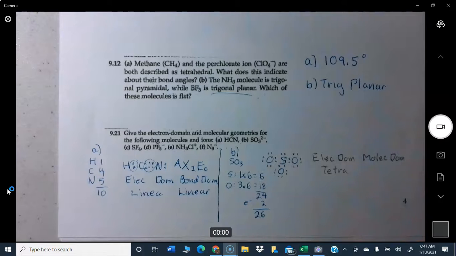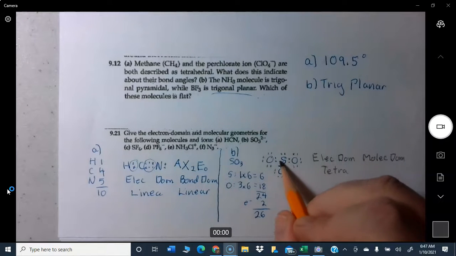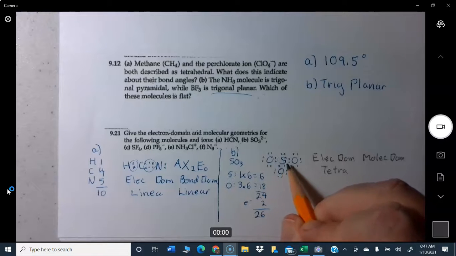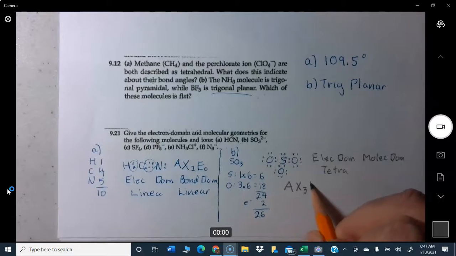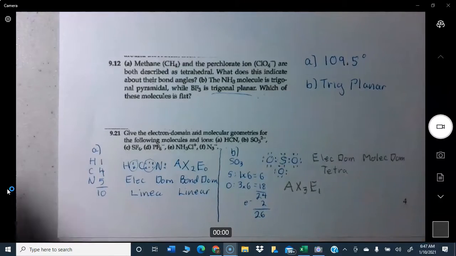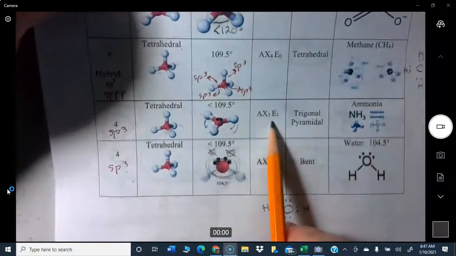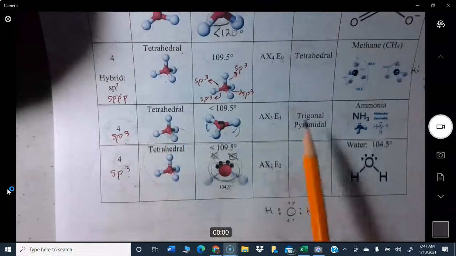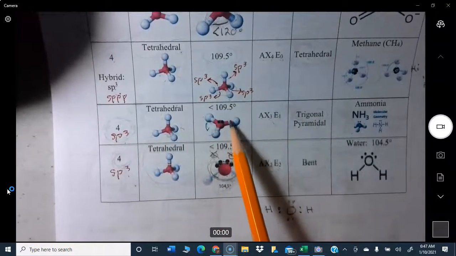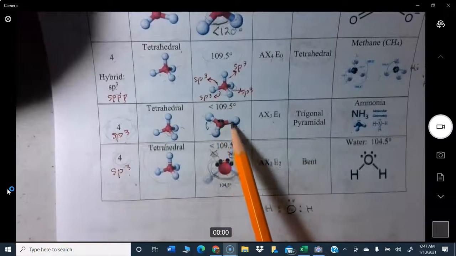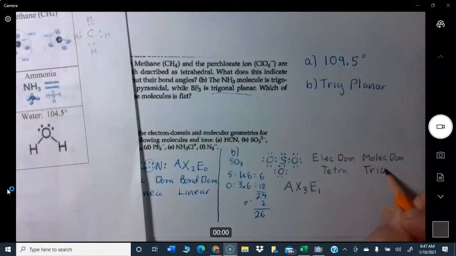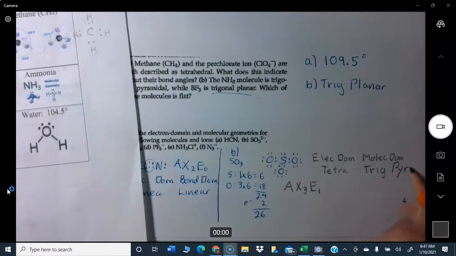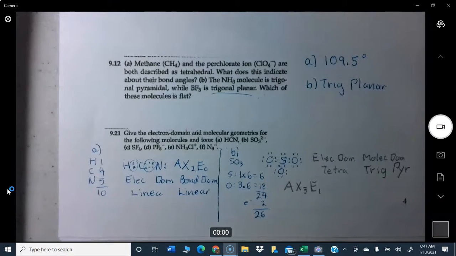Molecular domain. So what is that? Come over to your chart. First of all, write the AX notation here. It has 4 electron domains, 3 are bonding to these oxygens, and 1 lone pair. So it's AX3E1. Come over here, find that. There it is right there. It's in the tetra family, and it's trigonal pyramidal right there. It's that 3-sided pyramid because these lone pairs are pushing these bond angles down. And that's it.